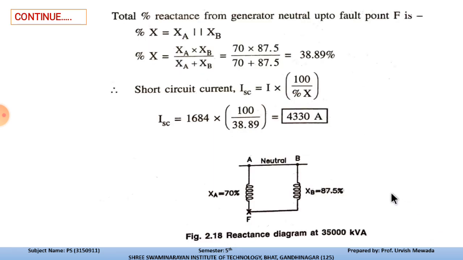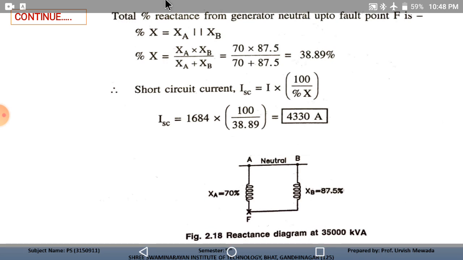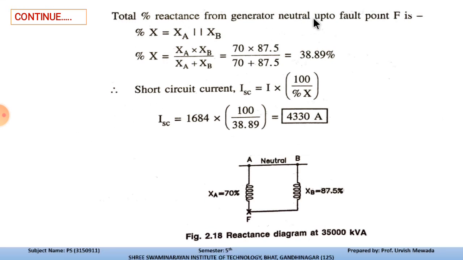Now let us solve these reactances. The total percentage reactance from the generator neutral up to fault point F. This is the line which is common to both generators, having the reactances that we already calculated over here: XA is equal to 70% and XB is equal to 87.5%.